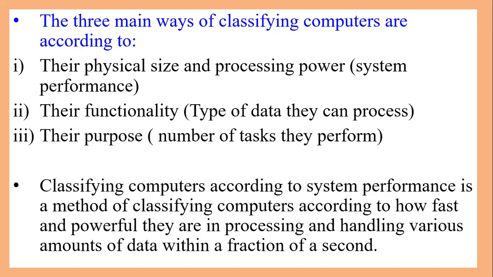The 3 main ways of classifying computers are according to, number 1, their physical size and processing power, which we also call system performance. Number 2, their functionality, that is the type of data they can process. And number 3, their purpose, that is the number of tasks they can perform. Classifying computers according to system performance is a method of classifying computers according to how fast and powerful they are in processing and handling various amounts of data within a fraction of a second.